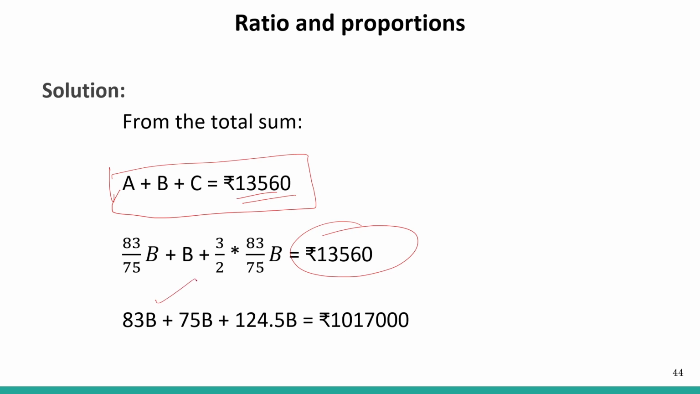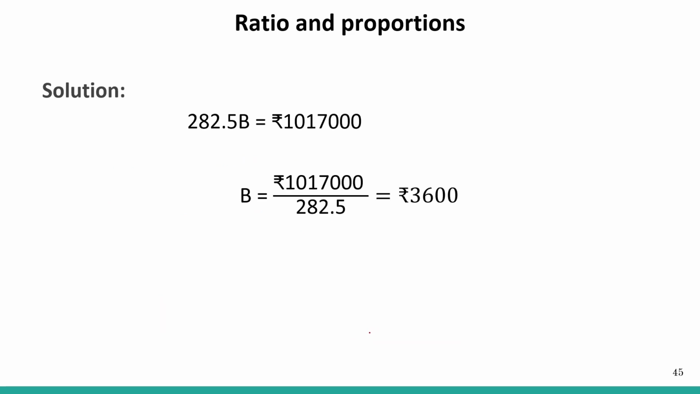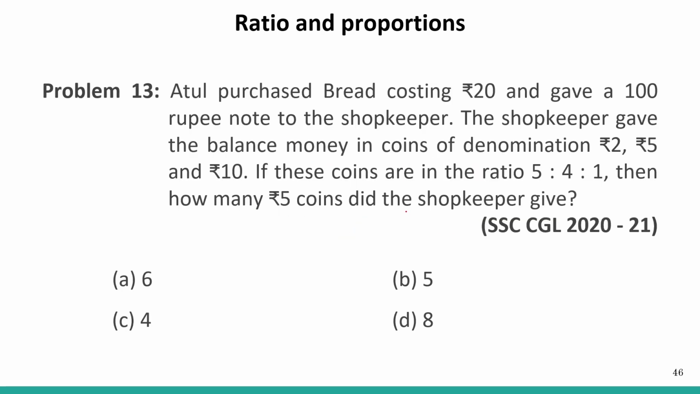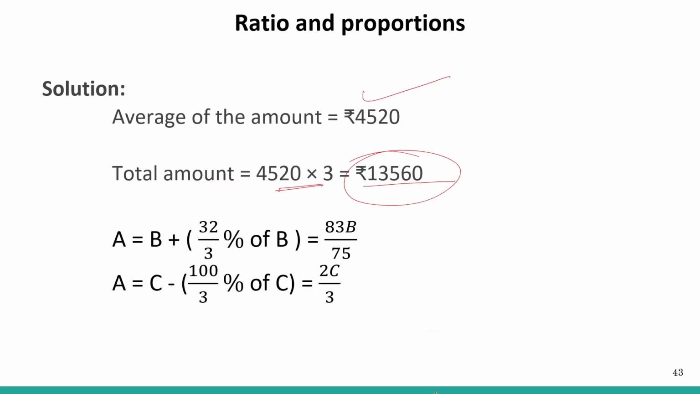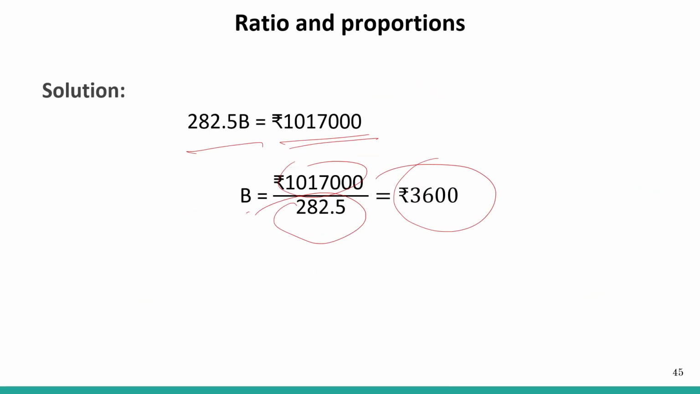So 83 plus 75B plus 1 to 4.5B is equal to what? 10,17,000, right? 10,17,000. So 282.5B is equal to this much. So B is equal to what? This divided by 282.5, that is equal to 3600. So 3600 is the correct answer here. Okay, so this is the correct answer. These are all wrong answers. Okay, so 3600 is the correct answer.